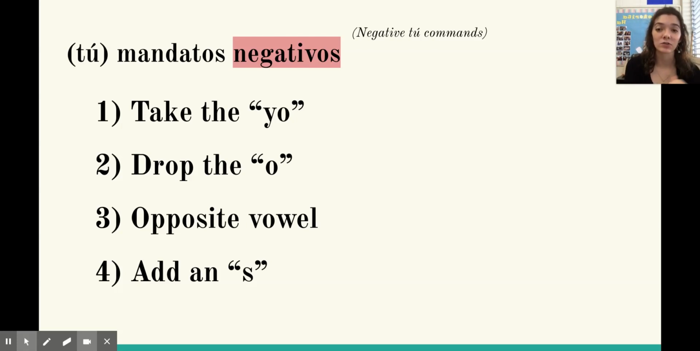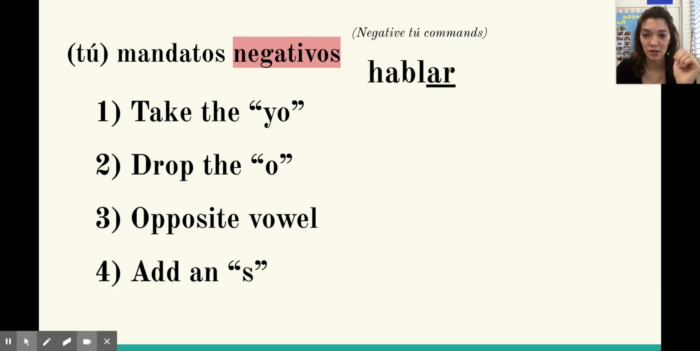Mandatos negativos. It is a 4-step process. It's a little trickier than the affirmatives, but just follow the process and you'll never be lost. First step, take the yo. Second step, drop the O. Third step, opposite vowel. Final step, add an S. What does that look like? Let's practice with hablar.